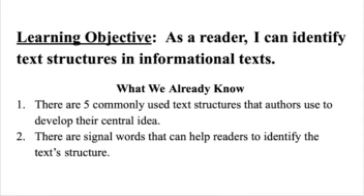Today we are going to be talking about text structures once again, like we've started to do since Monday. But we're going to be using what we understand about text structures and informational texts to read some articles relating to the COVID-19 pandemic. What we already know about informational text is that there are 5 different types of text structures that authors use when they're trying to develop their central idea. And we also know that there are signal words that we as readers can pay attention to help us figure out what the text structures are.